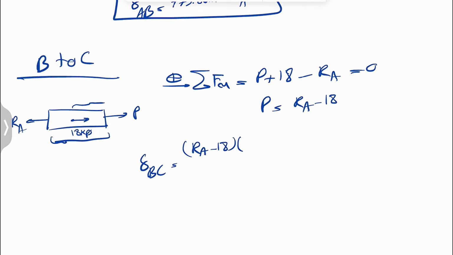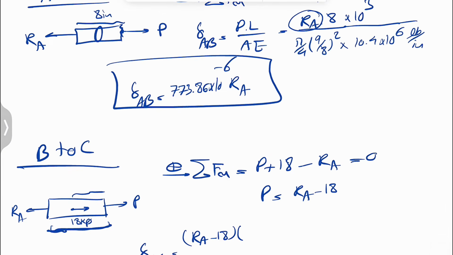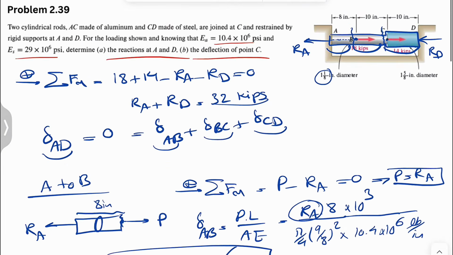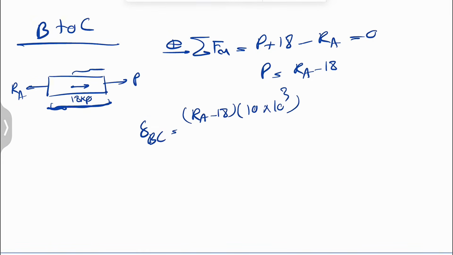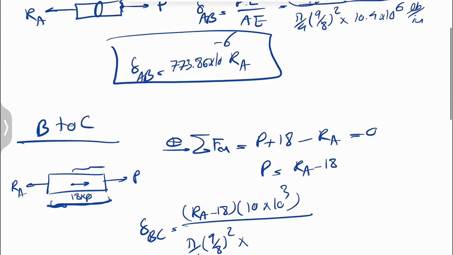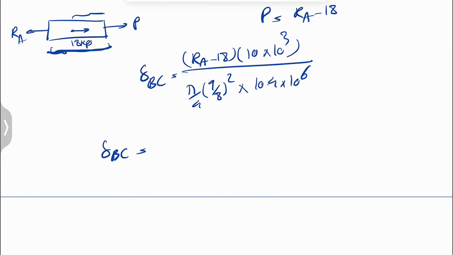So this length, don't get confused by the whole length, because that would be the deformation for that part, and also the force will be that part too. So B to C is 10 inches, and we're going to multiply by 1,000 just to do the unit conversion. Pi divided by 4, same diameter, (9/8) squared, and also same elastic modulus, 10.4. So let's see what we get in here.